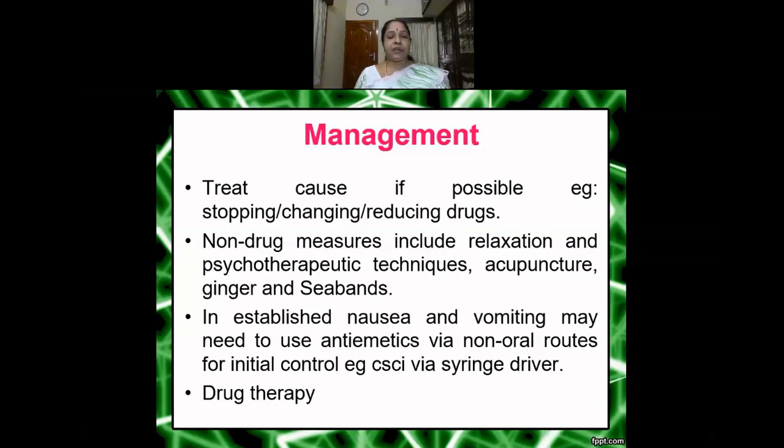In established nausea and vomiting, we may need to use antiemetics. Antiemetics are the drugs that can control nausea and vomiting. These cannot be given orally, because the patient already has nausea and vomiting, and if the drug is given orally, they are again going to vomit it. Therefore they have to be given via non-oral routes, which means they can be given in the form of an injection for initial control. For example, continuous subcutaneous injection via a syringe driver can be given, and they can also be given drug therapy.